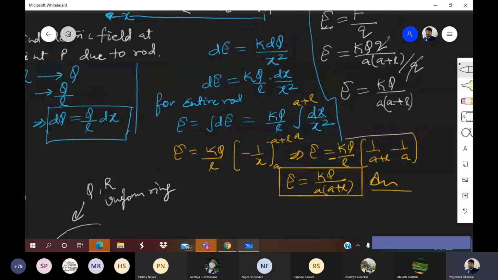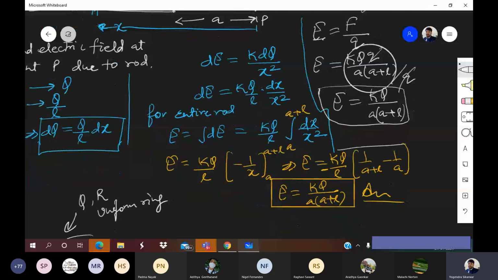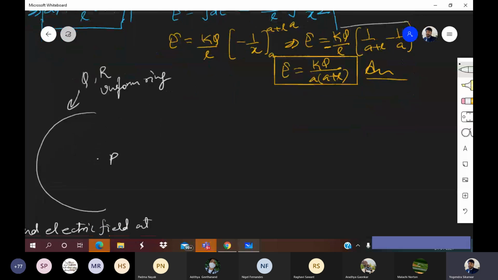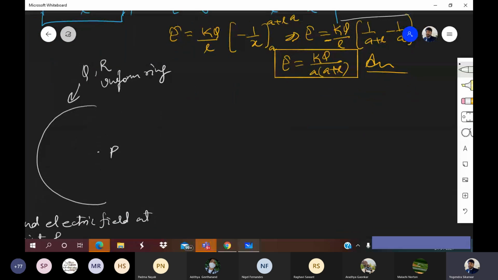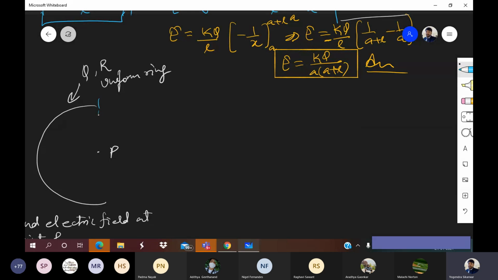Advik, what I said is that E is equal to F by q. Now F we have already solved in the last classes. It is KQq upon a into a plus l, divided by q. So E came out to be KQ upon a into a plus l. That is the second method. Basically this method takes help of the already done force question. Now everyone please pay attention. I am going to solve by the integration method.